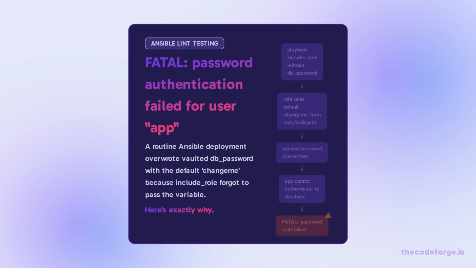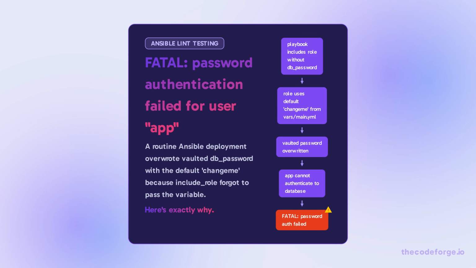A routine Ansible deployment just broke authentication to your production database. The error: fatal, password authentication failed for user app. The root cause: a missing variable in include_role silently overwrote your vaulted password with the default changeme. Stick around, and I'll show you exactly why this happens and how to prevent it.